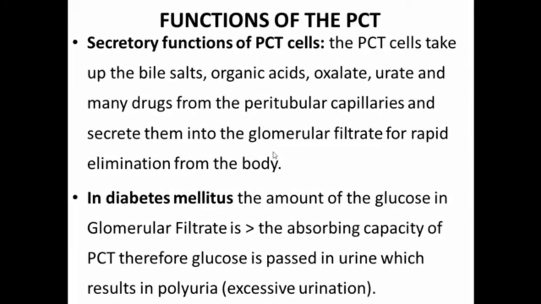This is about the secretory function of the PCT cells. I have already told you that the bile salts, organic acids, oxalate, urate, and many drugs are taken from the peritubular capillaries and secreted into the glomerular filtrate for rapid elimination from the body. And this is what happens in diabetes mellitus. The amount of glucose in the glomerular filtrate is greater than the absorbing capacity of the PCT. Therefore, glucose is passed in the urine, resulting in polyuria, that is, excessive urination.